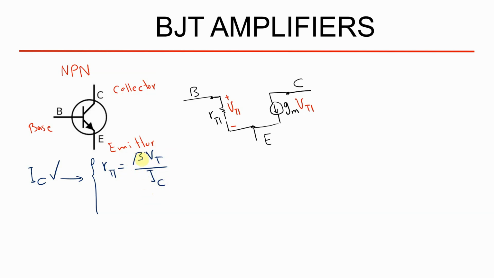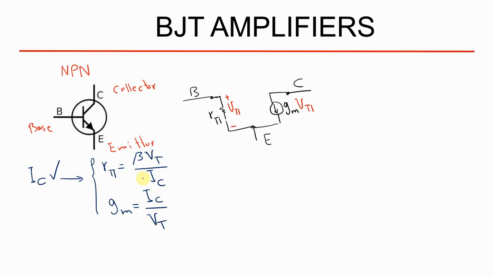What is beta? Beta is the ratio between the collector current and the base current, and Vt is approximately 25 millivolt. And here, how about the GM? GM is the transconductance of this amplifier, where we're gonna convert the voltage to current. So this is the ratio of I collector divided by Vt for this device.